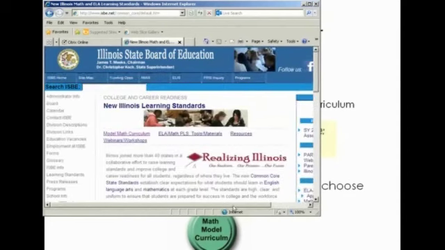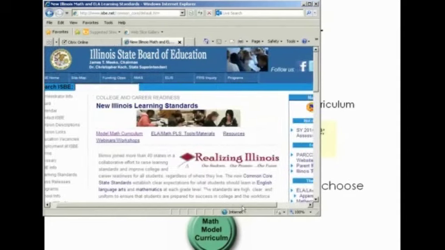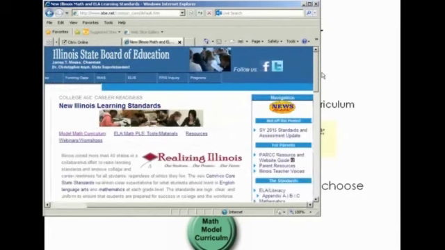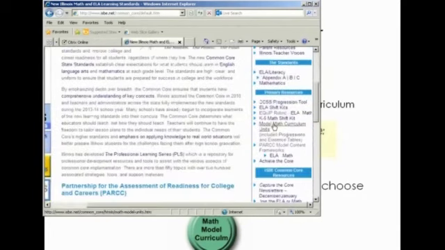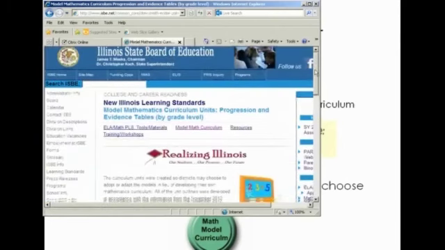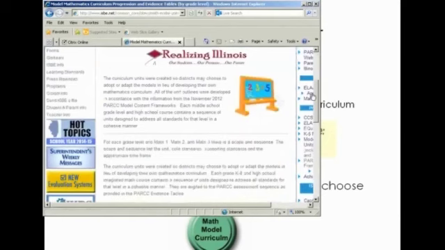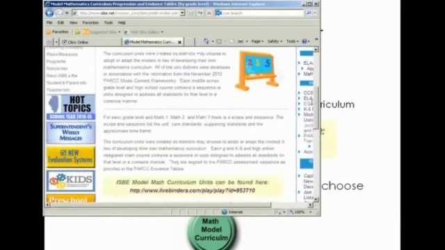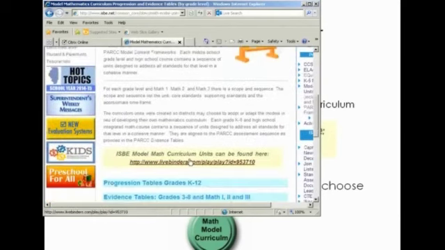And again, once there, we want to go all the way to the right and choose Model Math Curriculum Unit. And finally, when you scroll down, you'll be looking for this yellow box, and this is where you will click to go to the Live Binder containing all the documents previously mentioned.